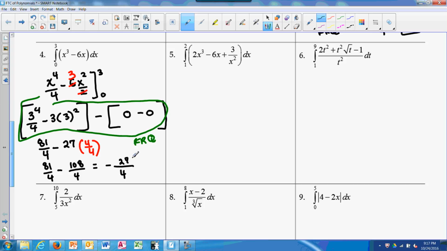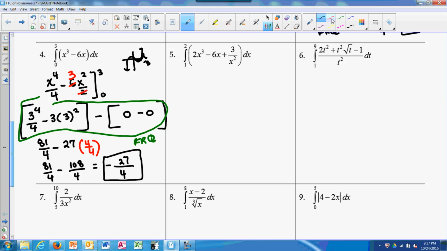So notice that this answer is a negative value. So that means that we've overall lost more than we gained. Doesn't mean that our curve was negative the whole time. It's an odd curve though, so part of it would have been below and part of it above the x-axis. And from 0 to 3, we apparently had more below than we had above.